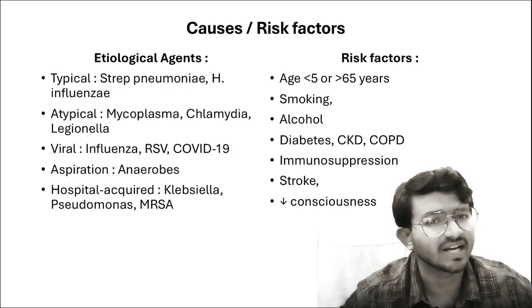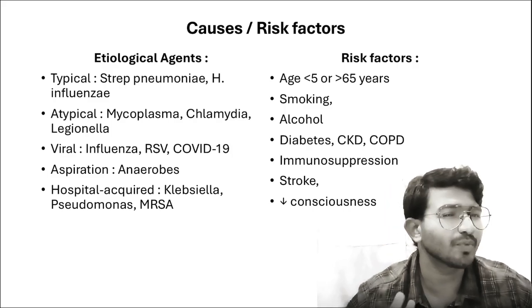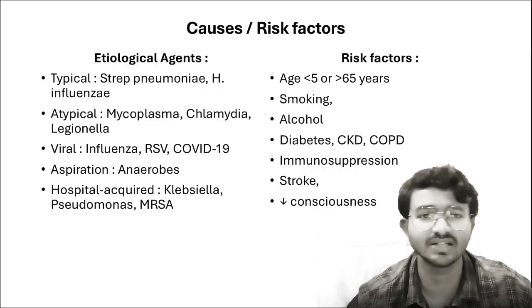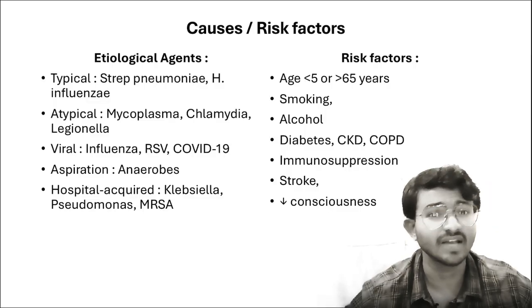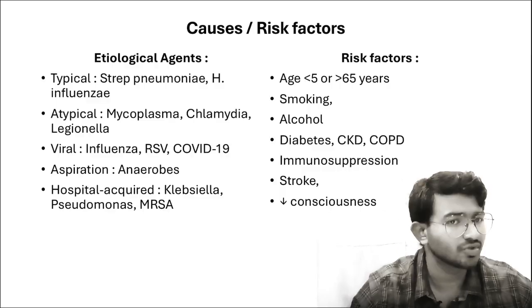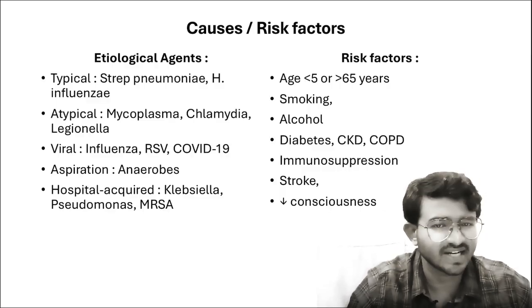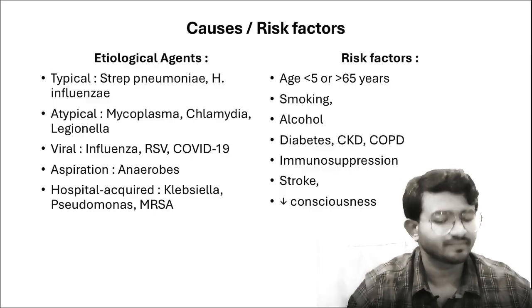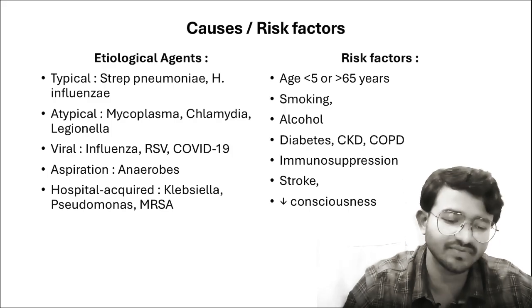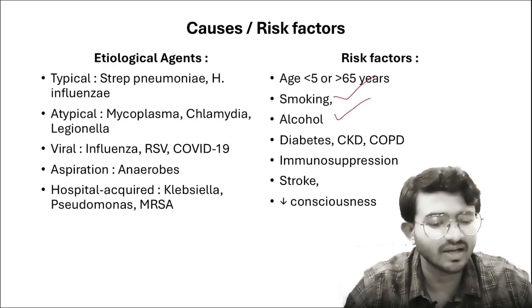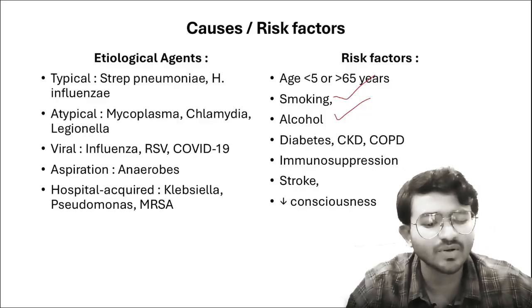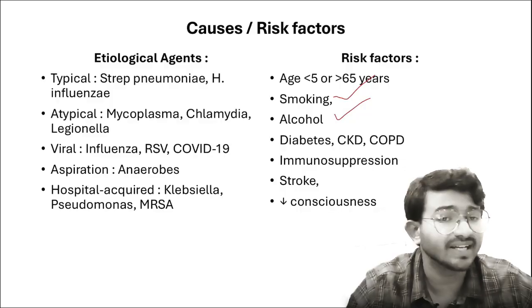Whenever a patient comes with pneumonia, we have to think about Streptococcus pneumoniae, which is the most common. In severe cases, if any patient has resistance, we will discuss that in management, then we have to think about MRSA, Klebsiella or Pseudomonas. The main risk factors are elderly people, patients with COPD, age less than 5 or greater than 65 years old, smokers, alcoholics, diabetes, chronic kidney disease, immunosuppression, stroke, and decreased consciousness.